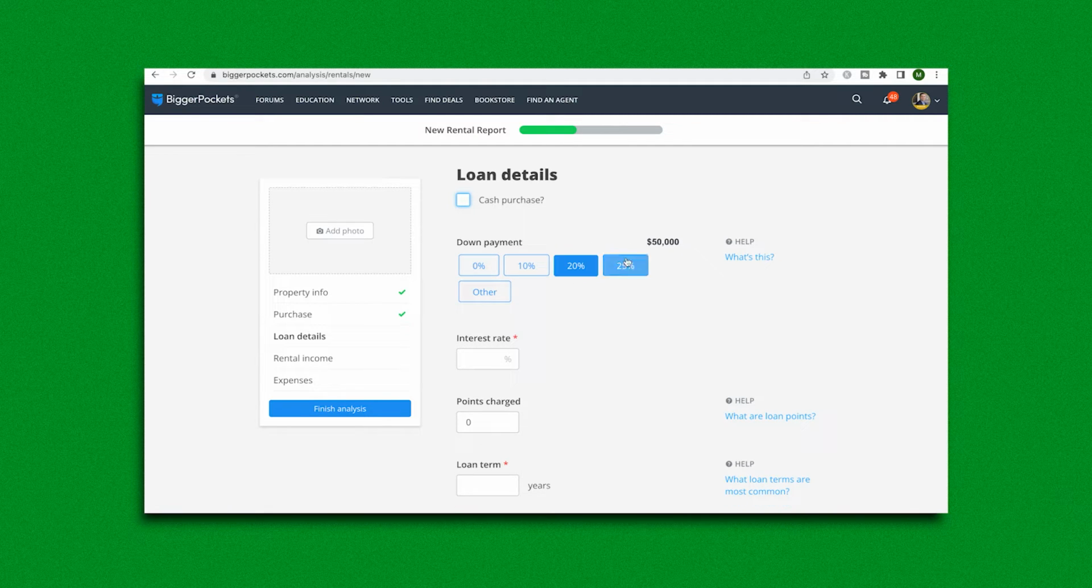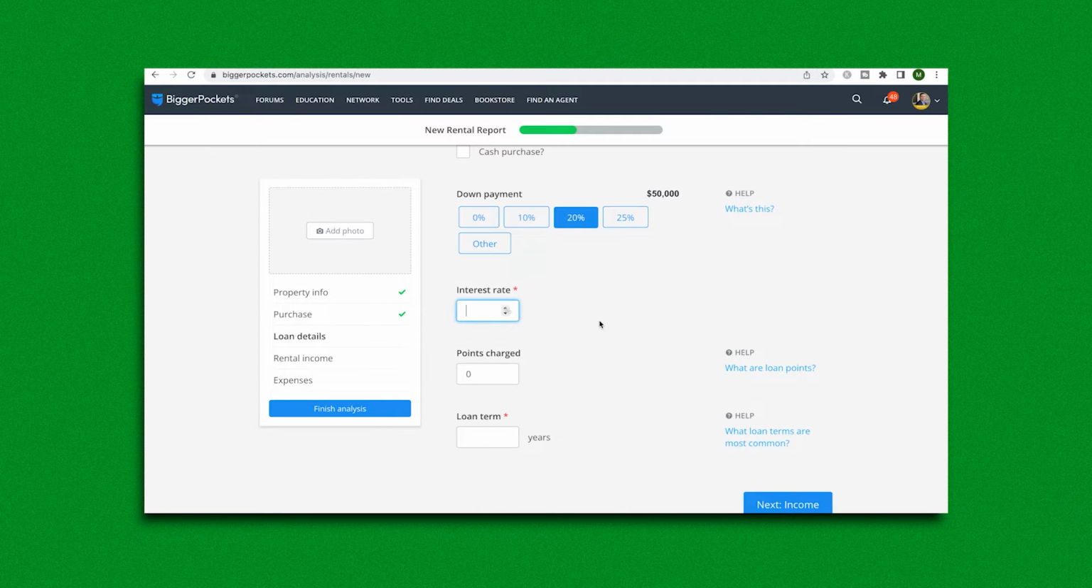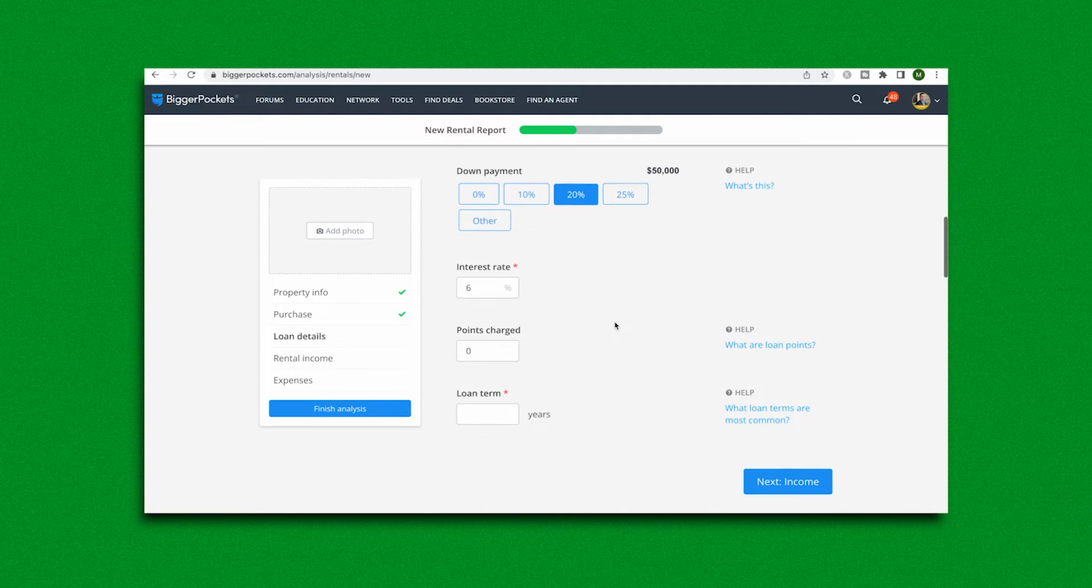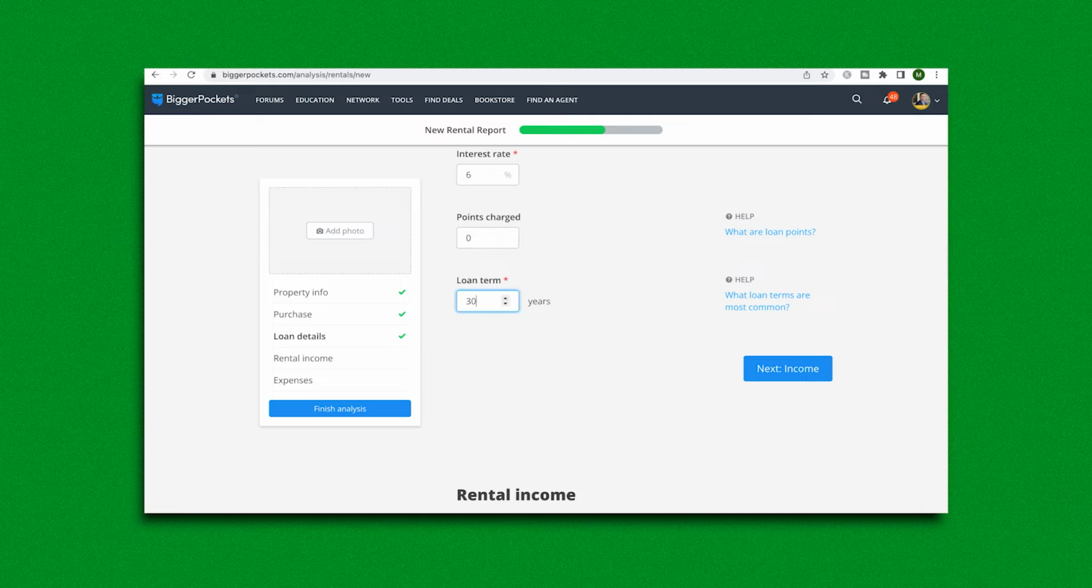It's an investment property. It's probably going to be 20% or above. You can put an interest rate. It's around 6% right now. And then you want to put in the loan term.